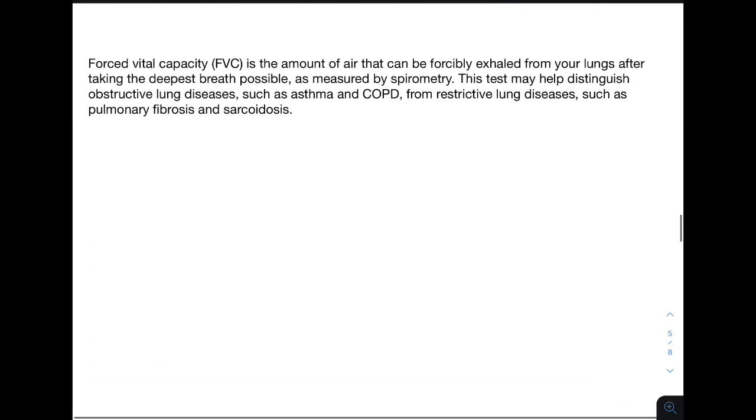Very good. And we'll move on to a simple, more interesting concept, that is forced vital capacity. See, in this you have to read the definition as it is. It is the amount of air that can be forcibly exhaled from the lungs after taking the deepest breath possible, right? Good. It is measured by spirometry. Remember this. This test helps you distinguish between obstructive lung diseases such as asthma and COPD and restrictive lung diseases such as pulmonary fibrosis and sarcoidosis.